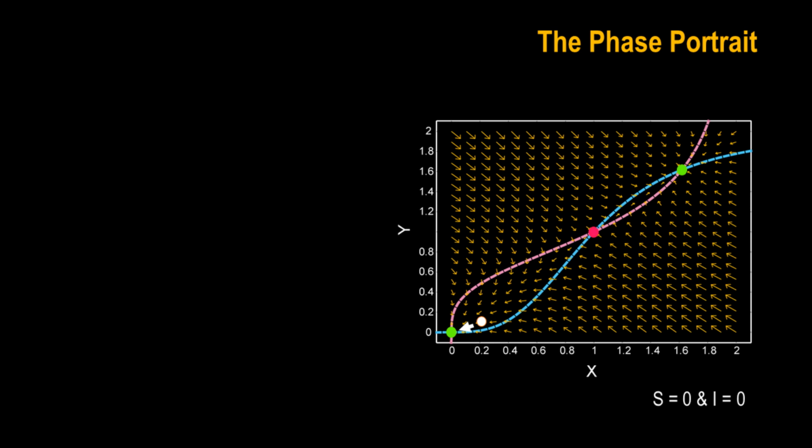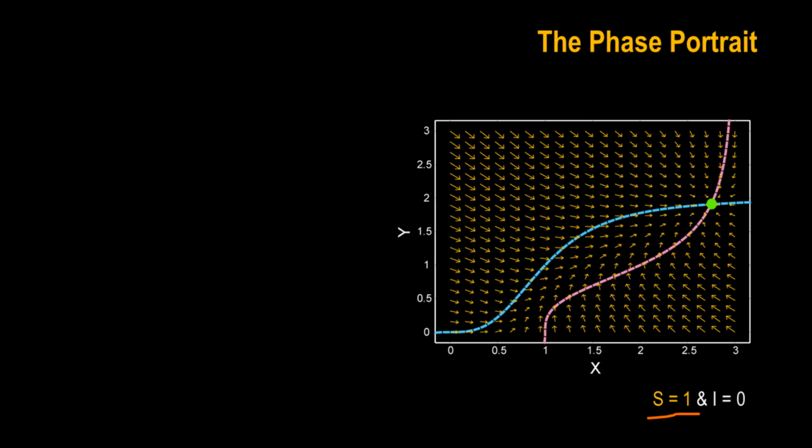Now, switch on the set signal. That means you set S equal to 1. That will change the phase portrait. This is the phase portrait of S equal to 1 and I equal to 0. Now notice the system has only one steady state at a high value of X and Y. This steady state is stable. It is a sink node. That means whatever be the initial position of the system, eventually it will reach this steady state.